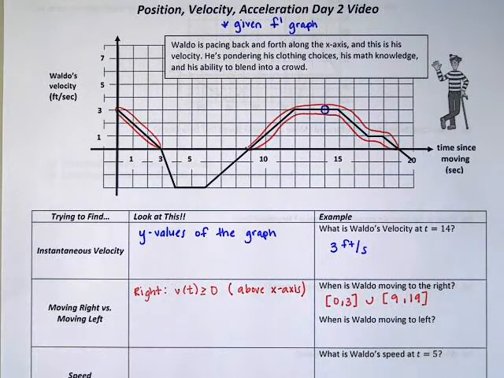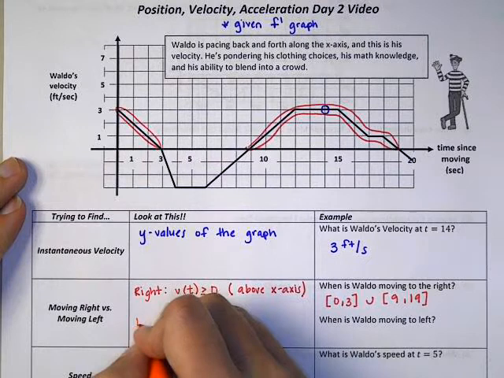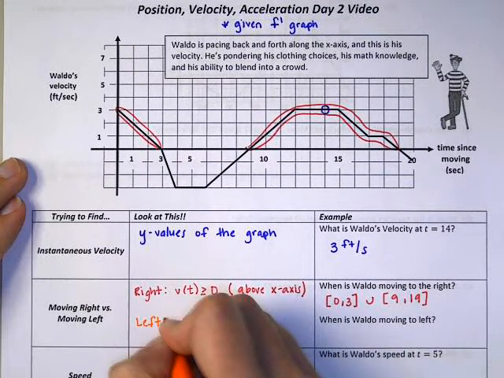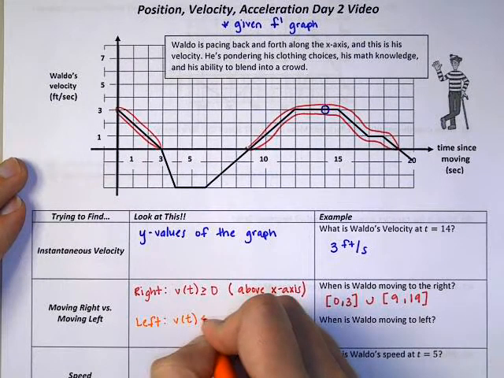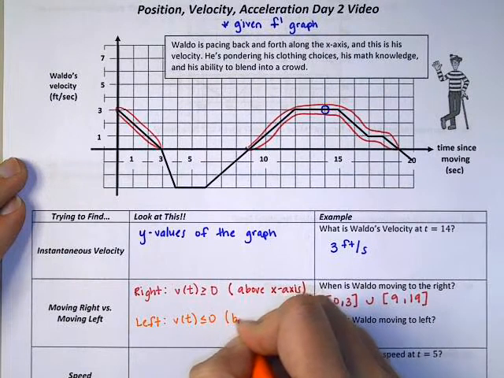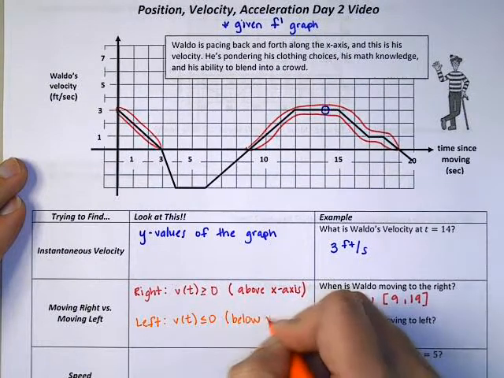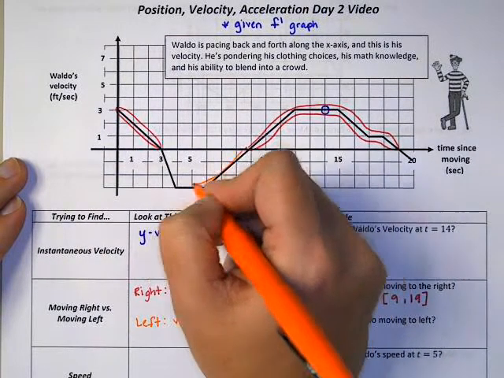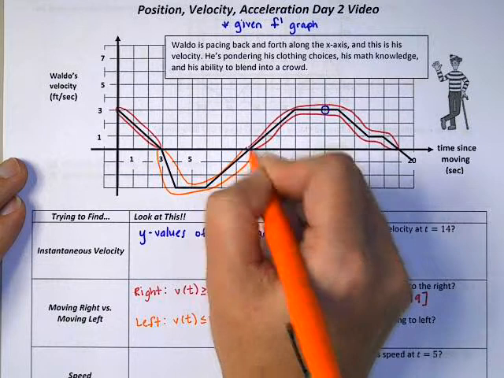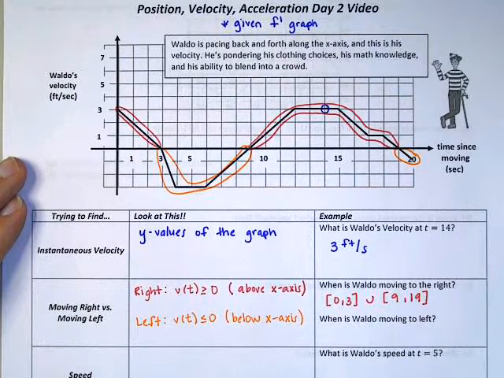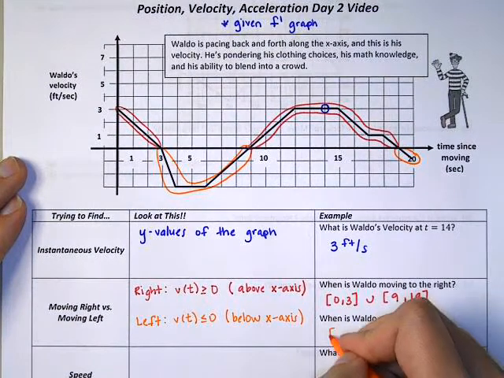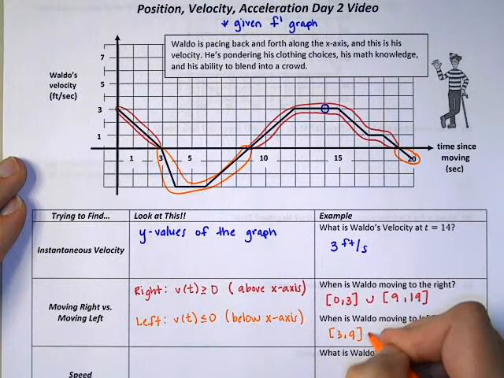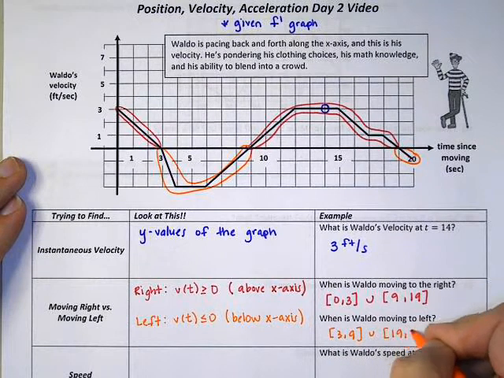If I'm asked to determine when we are moving to the left, or backwards, or down, or just in a negative direction, moving to the left would be when your velocity is less than or equal to 0, which means you're looking for where your graph is below the x-axis. So that would be this section of the graph and this little section of the graph here. So I would say that that would be between 3 and 9, and then also from 19 to 20 seconds.